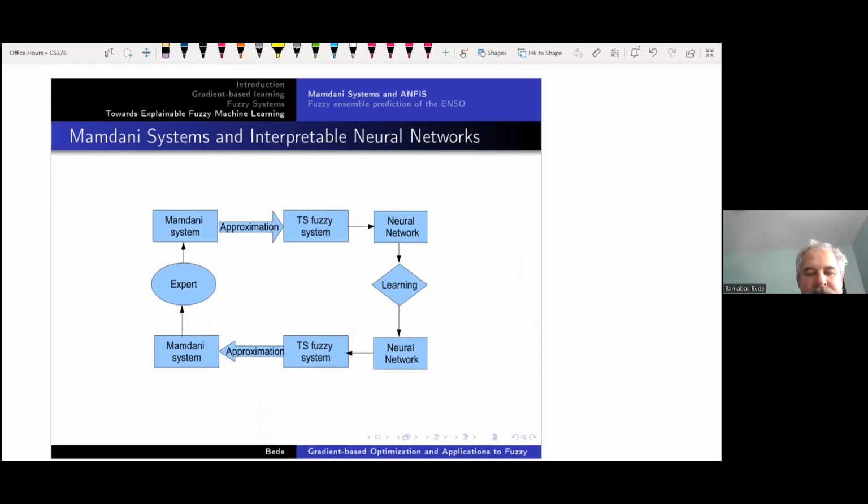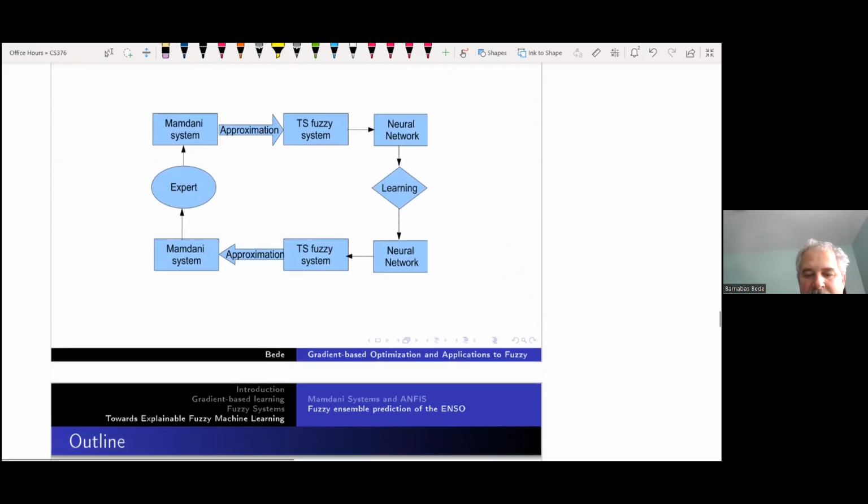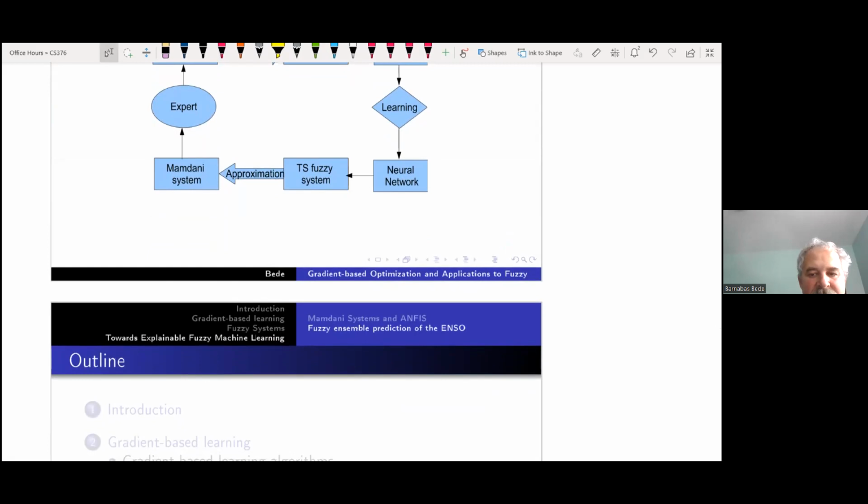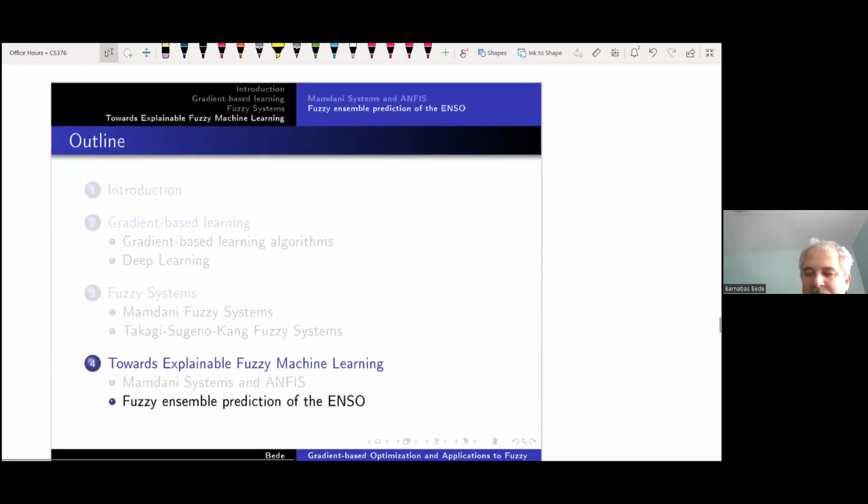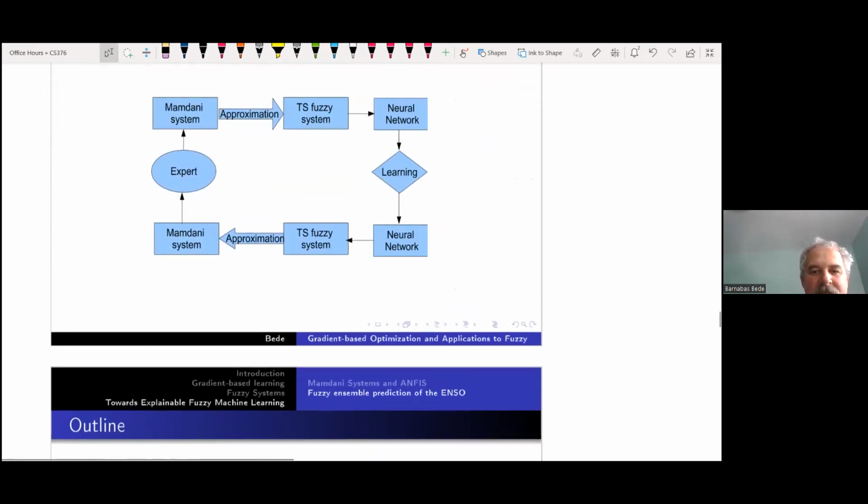So this is a proposed approach. We use this in an application. We didn't use this specific approach. We did kind of.